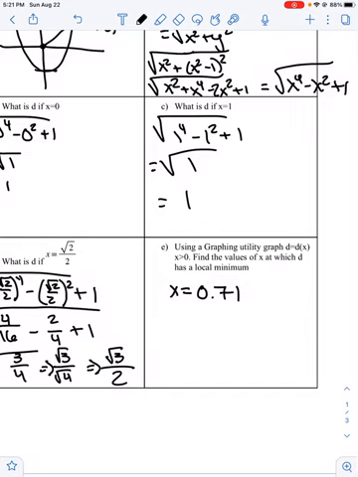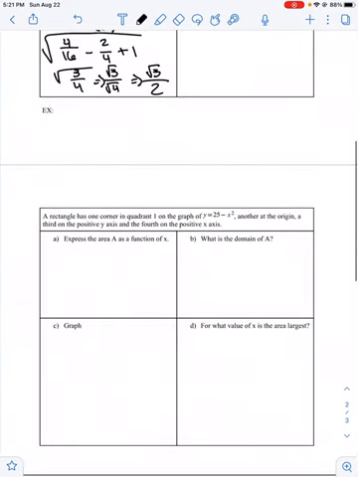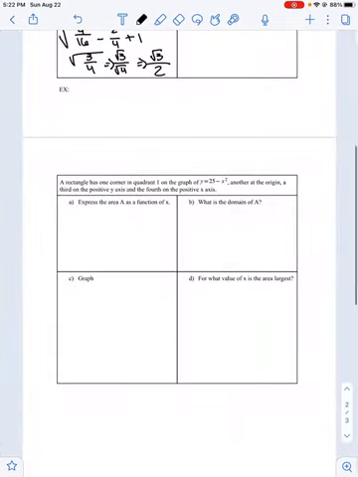Then we are going to go to the next example, and this is the last problem. A rectangle has one corner in quadrant 1 on the graph y equals 25 minus x squared, another at the origin, a third on the positive x-axis, and the fourth on the positive y-axis. So I'm going to draw what this looks like, and then we're going to start with A, express the area A as a function of x. And if some of you did the honors extensions in Algebra 2, you might recognize this problem.